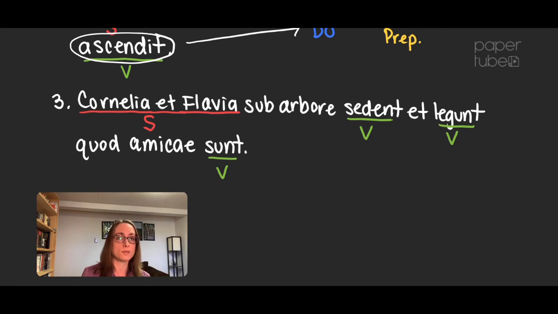So how about a prepositional phrase? Do you see any prepositions in this sentence? Yes, you do. Sub is a preposition. We love sub because it's under. Sub, under, like submarine. Okay, so sub arbore, under the tree. Tree is a noun, it goes with sub, that's my prepositional phrase. I'm going to put prep. Yay, and I've labeled all three of my sentences. That is how you annotate a Latin sentence, and that is what I want you to do for every sentence that you translate.